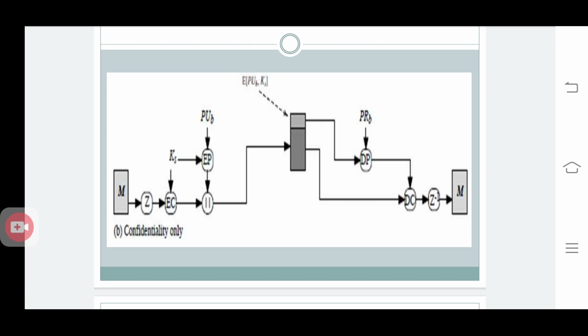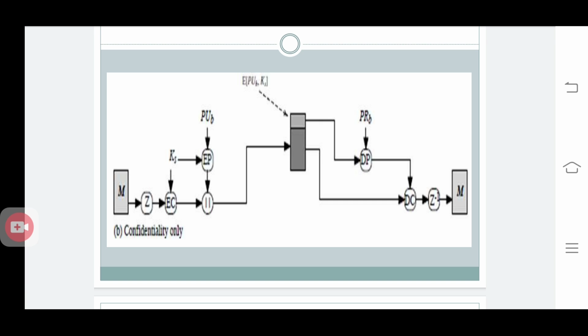By using the session key you encrypt the message. After that, you encrypt the session key using PUB. What is PUB? The recipient's public key. Then these two encrypted formats are attached, as you can see in the figure. After that it is sent over the transmission medium, and after it reaches the receiver side, first the encrypted session key is decrypted using the receiver's private key. DP stands for decryption using PRB. What is PRB? The receiver's private key.